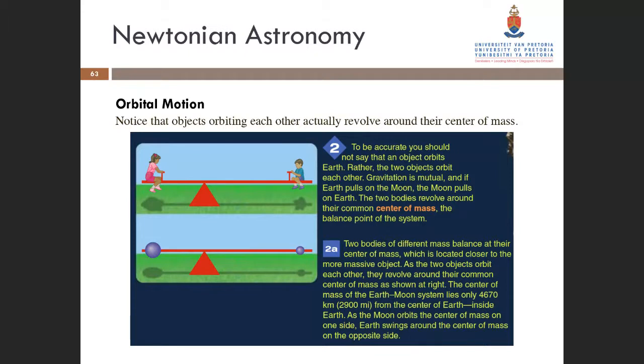From this image we can see that, to be accurate, you should not say that an object orbits Earth, but rather that the two objects orbit each other. Gravitation is mutual, and if Earth pulls the Moon, the Moon pulls on Earth. The two bodies revolve around their common center of mass, the balance point of the system. So are you all comfortable with this idea?